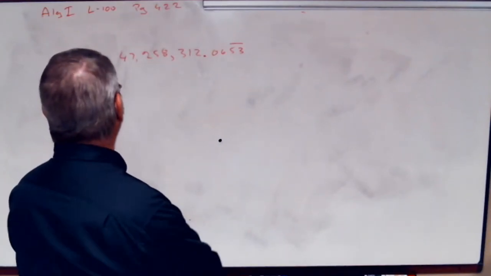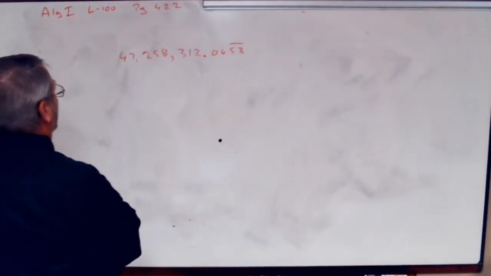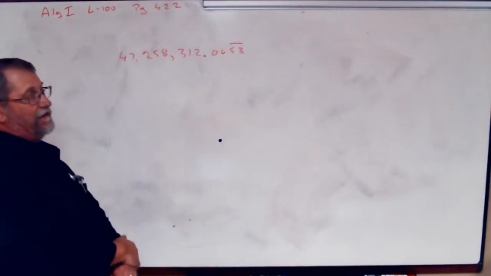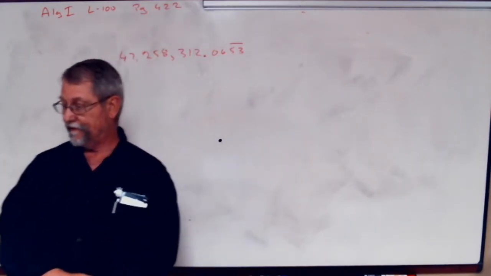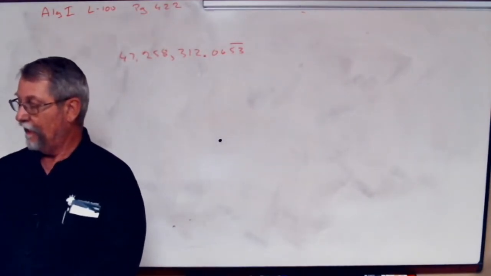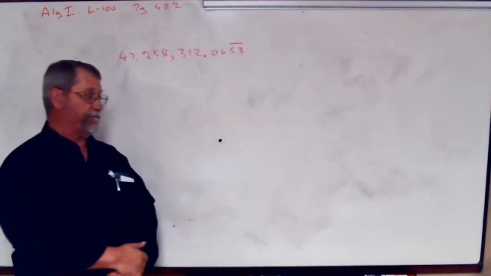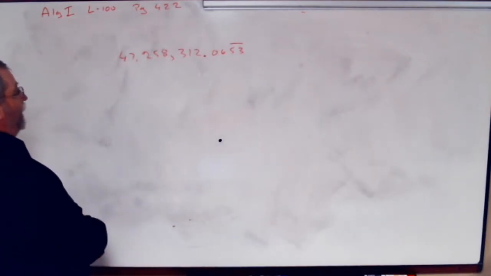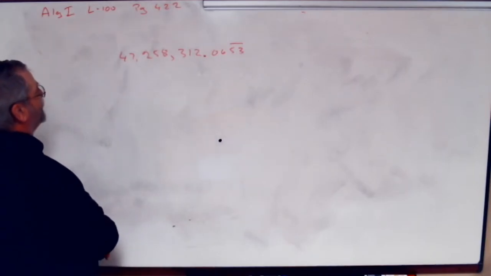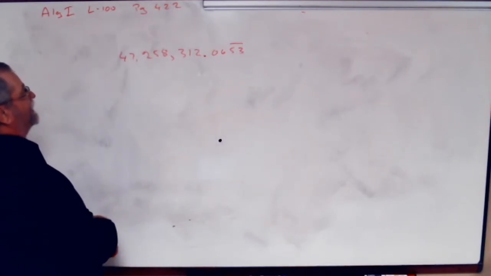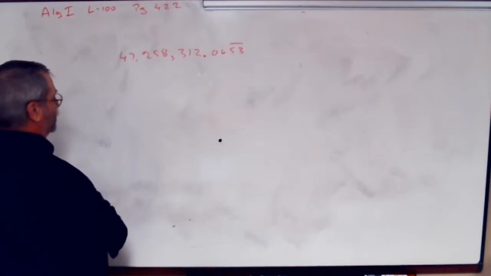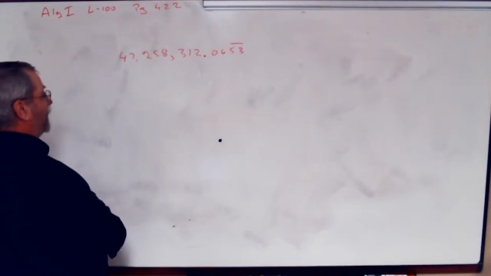All right, Algebra 1, Lesson 100, page 422. This should be one of the easier lessons of all time right here. Place value and rounding numbers. Okay, so watch this, the biggest thing in this is to read the instructions. Know what you're trying to do.